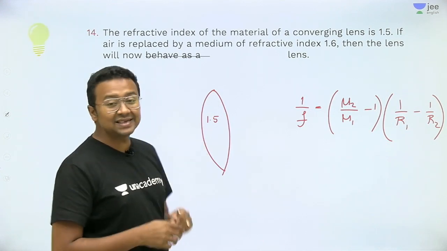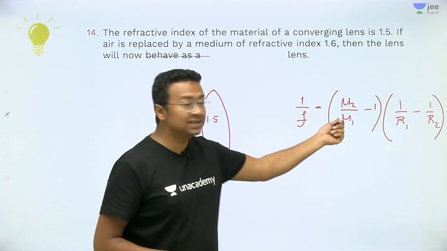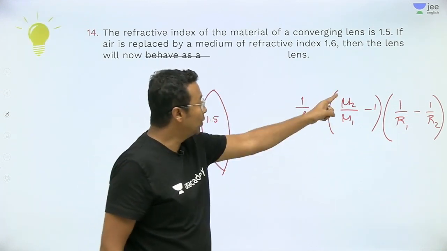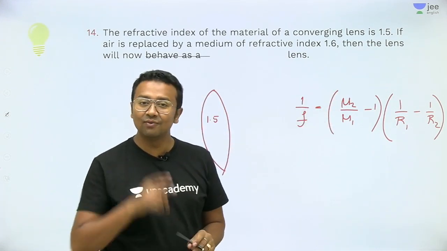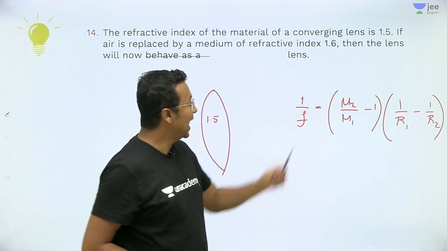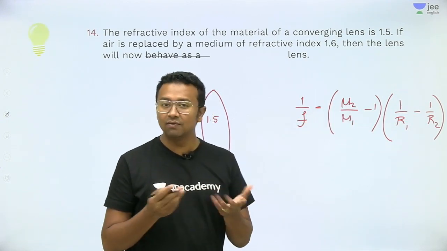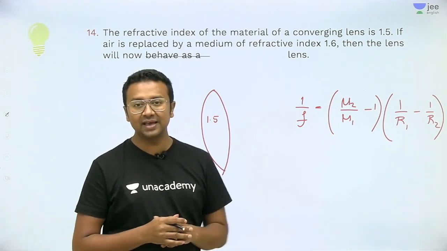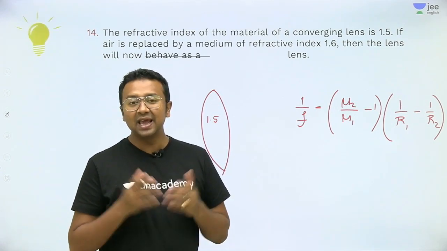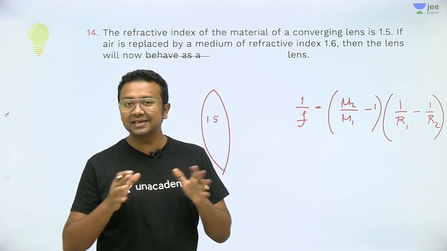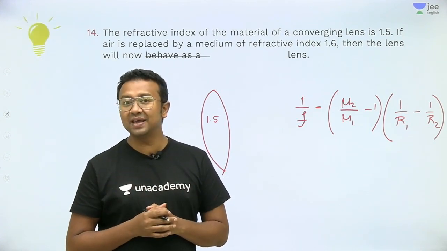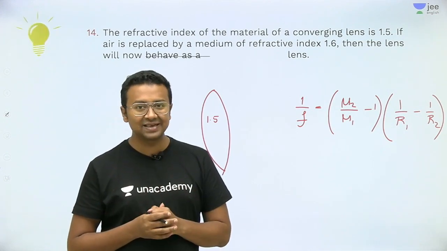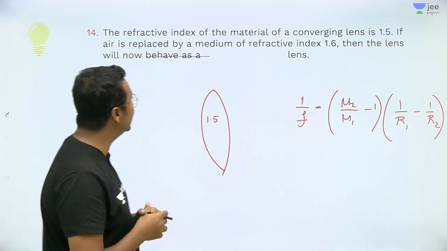When it is air, then mu1 is equal to 1 and mu2 is equal to 1.5. So, 1.5 divided by 1 will be equal to 1.5, and 1.5 minus 1 will be a positive value. That means focal length is going to come out positive. If focal length is positive, it is supposed to be a converging lens, or a biconvex lens, isn't it?